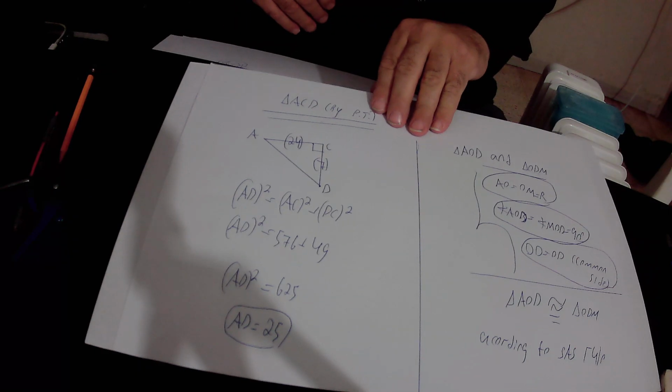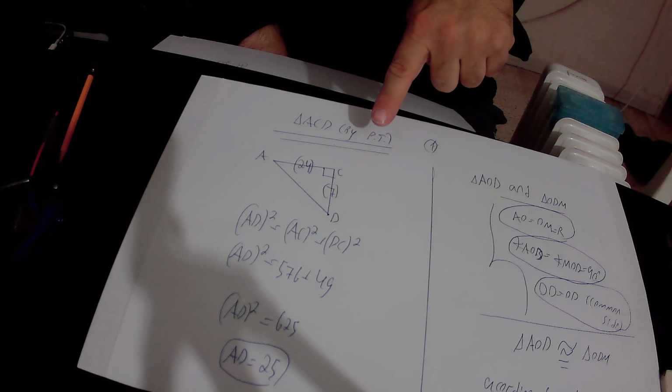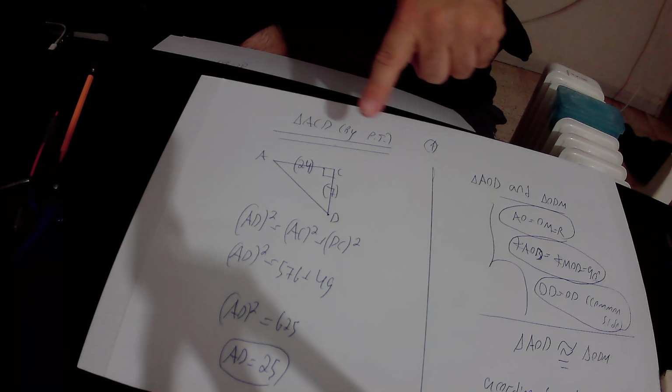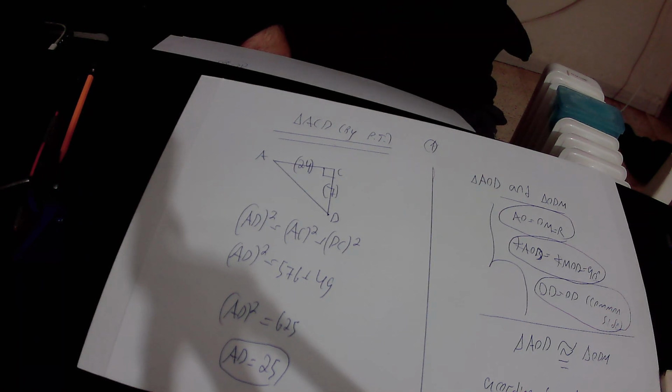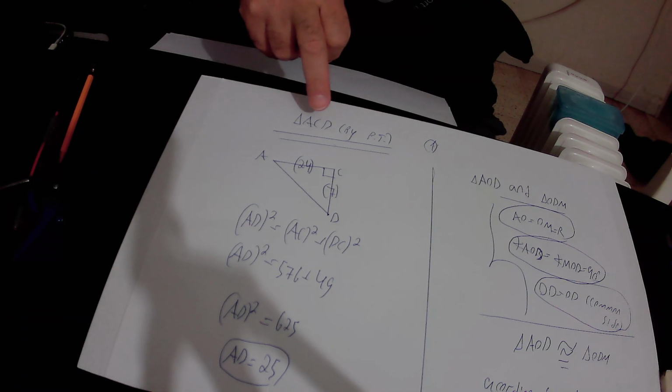This is the right triangle ACD that I copied from the original drawing. AC equals 24, CD equals 7, and AD is the missing hypotenuse. According to the Pythagorean theorem, in this right triangle ACD, AD squared equals AC squared plus CD squared.